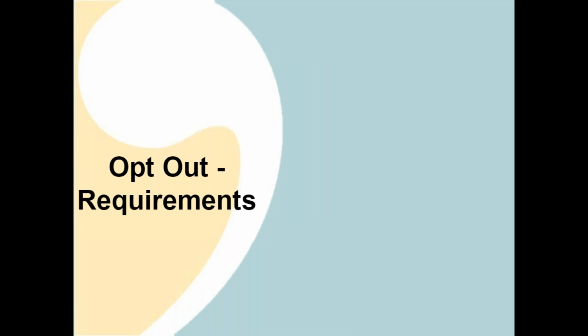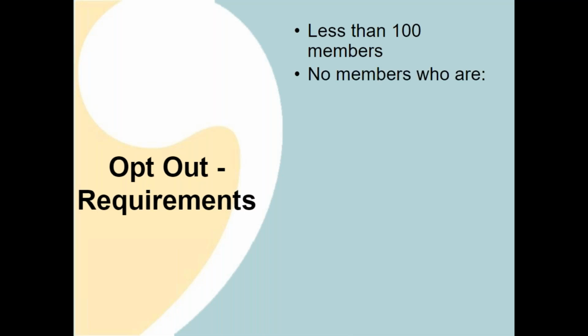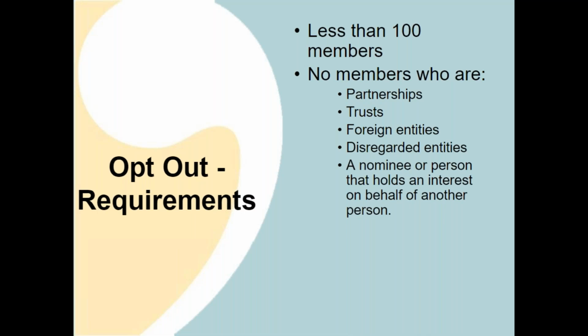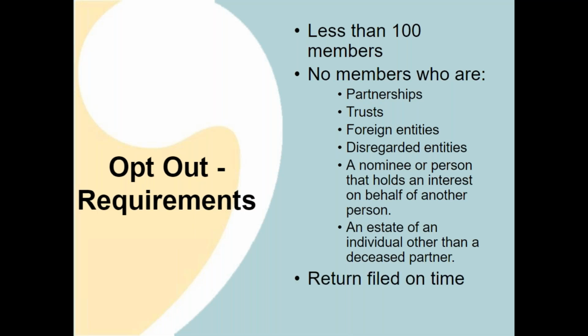The requirements you need to meet to be eligible to opt out are these: less than 100 members. You can only have certain types of members. No members with partnerships, trusts, foreign entities, disregarded entities such as IRAs, a nominee or person that holds an interest on behalf of another person, such as a uniform gift to minors account, or an estate of an individual other than a deceased partner. Your return also has to be filed by March 15th, or if you properly file an extension, the extended due date of your return.